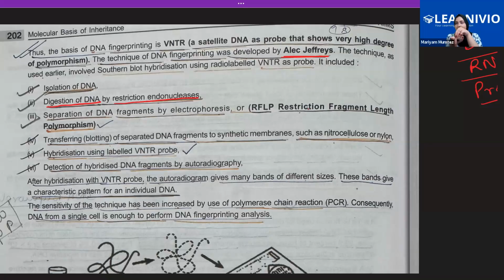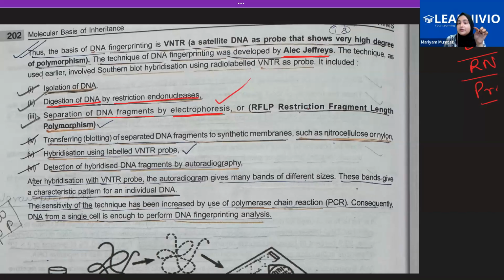Once you're done, you've made pieces. Now you want to separate those pieces because you want to take one to study, isn't it? You take minute things to study. So you want to separate those DNA pieces or fragments. That is done with the electrophoresis technique. All of these techniques you will be studying in depth in the biotechnology chapter. For now, you just understand that electrophoresis is done.